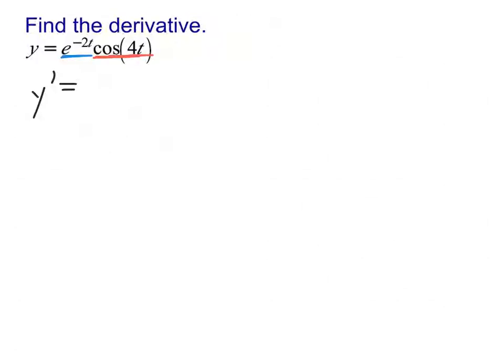So that means the derivative of the outer function: the derivative of e to anything is e to that anything, times the derivative of the inner function. So now I do the derivative of the negative 2t, and the derivative of negative 2t is negative 2. All right, so that's the derivative of the first function. And product rule says I multiply that by the second function, just the second function as it originally appears.